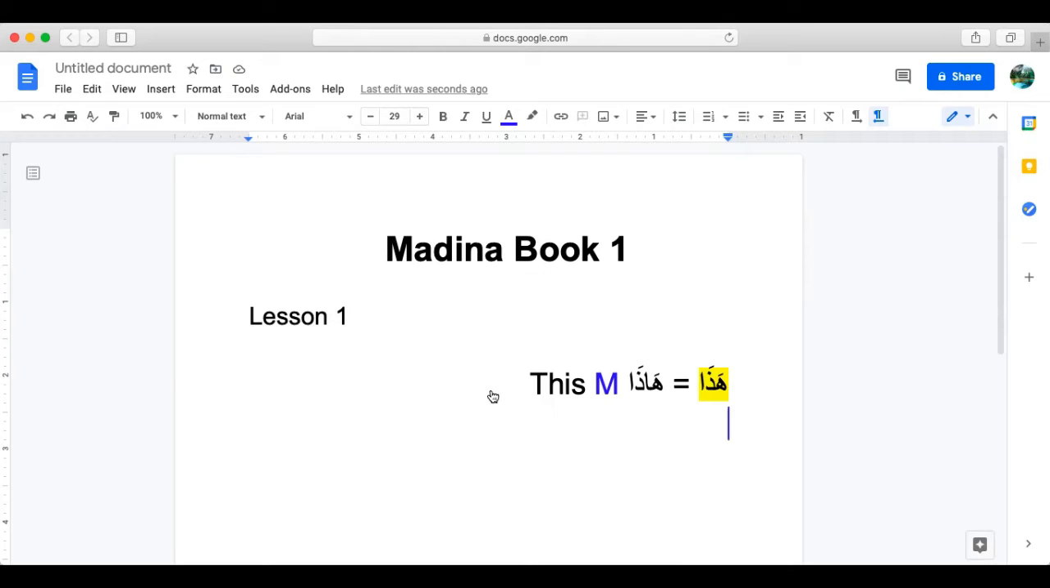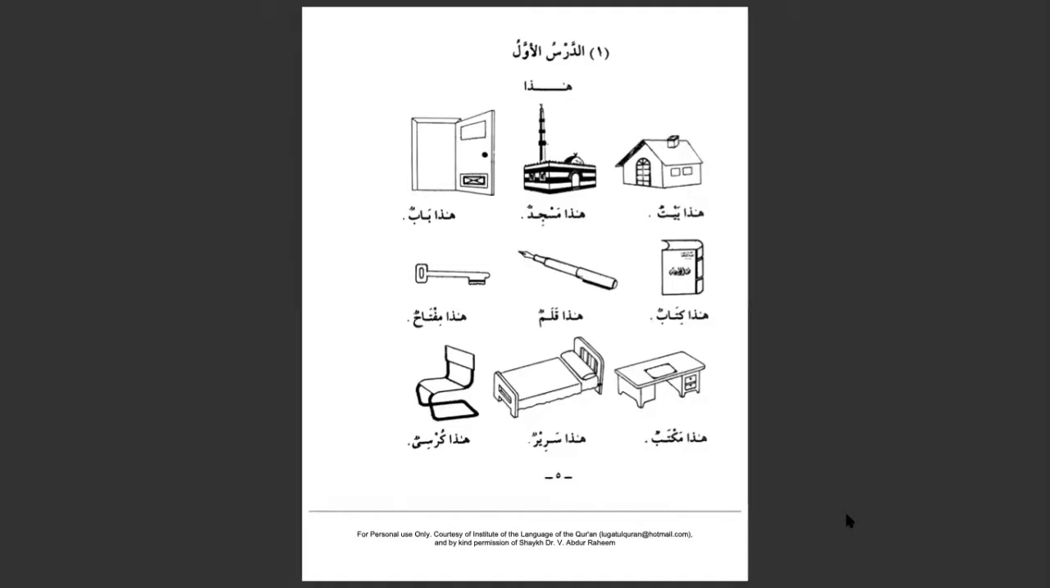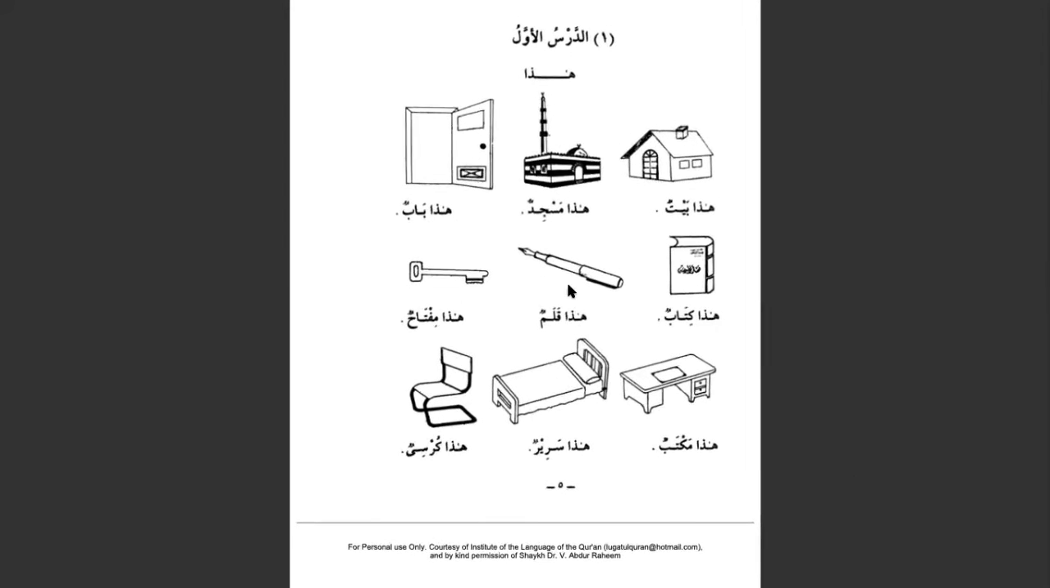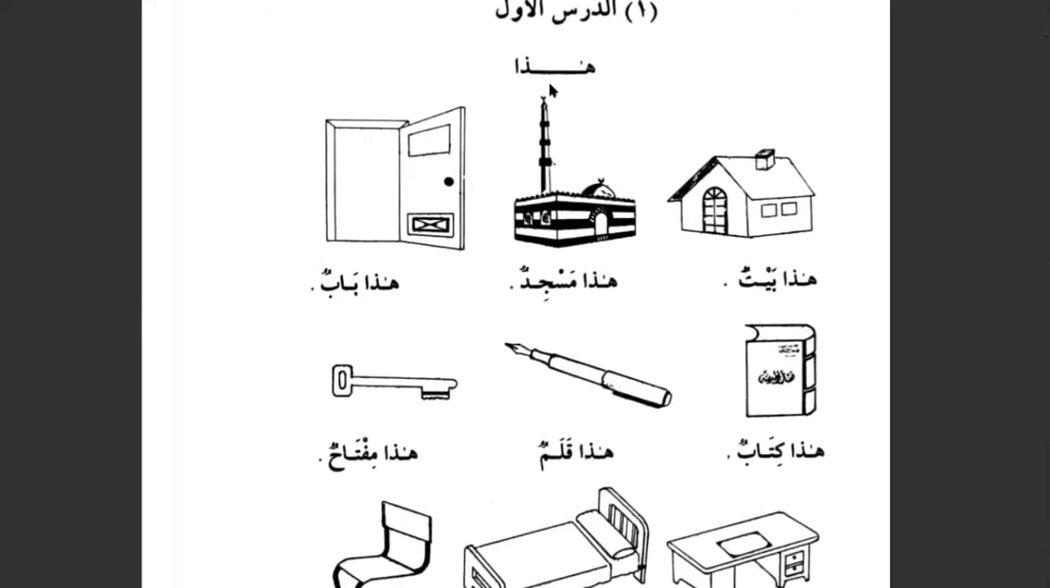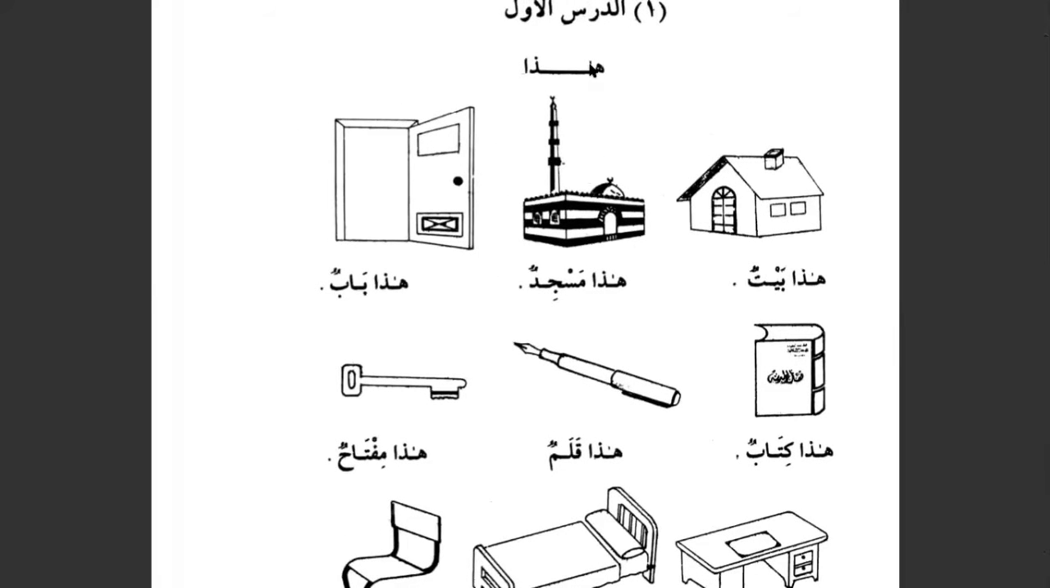So next, we're going to go through the book now, inshallah. When we look at the book, see now, هذا الدرس الأول. الدرس means lesson, الأول, the first lesson. Here, if we zoom in, you see this small alif there, it's showing that you pronounce it هذا. So it means this.